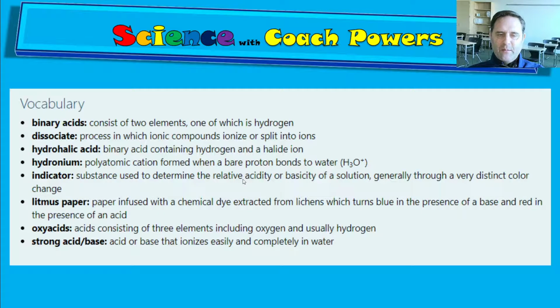Now, that litmus paper test that goes red or blue is not really a great indicator of how strong it is. Those indicators give you a strong, distinct color change. Litmus paper is paper infused with a chemical dye extracted from lichens. Okay, so lichens are a type of plant-based thing, which most paper is made out of, as you know. And that usually is litmus paper: base, blue; acid, red.